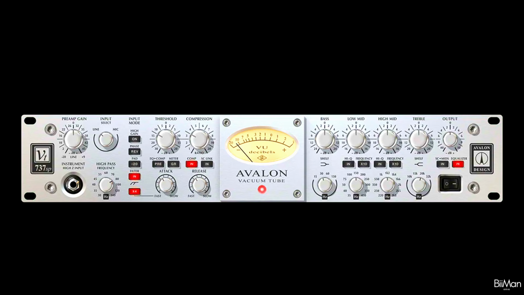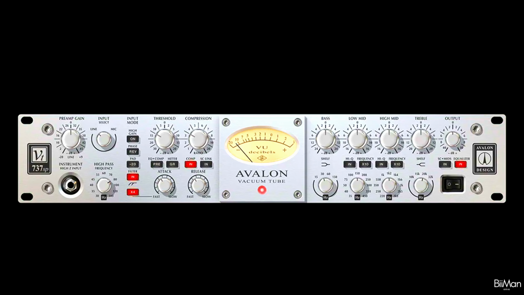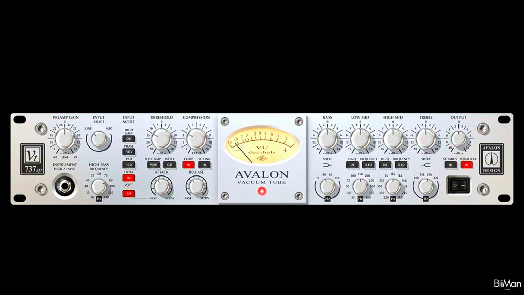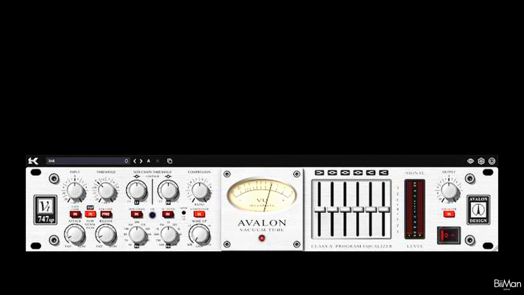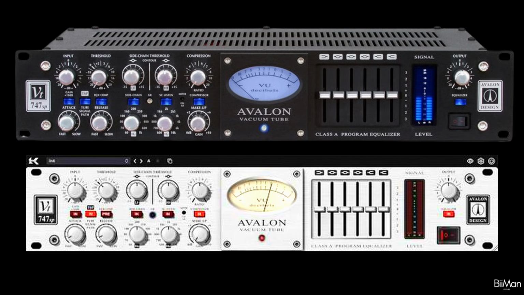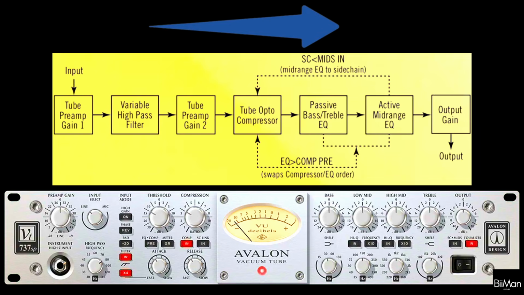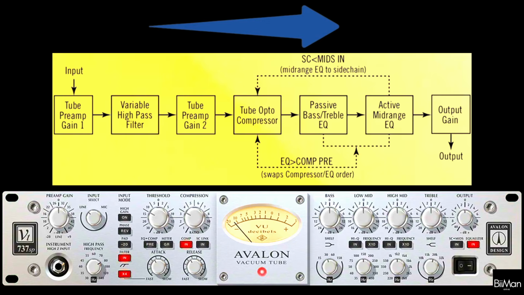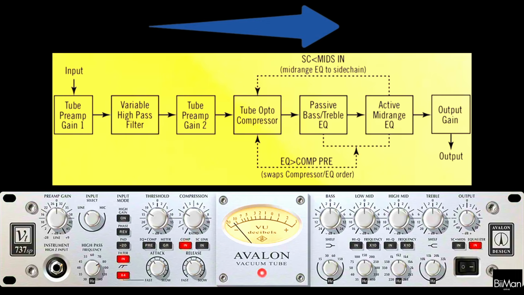This is the AVALON Vt 737 tube channel strip plugin from Universal Audio. You shouldn't mistake this for the AVALON Vt 747. This is different. Let me show you guys how this thing works. This right here is the signal flow from the left to the right. I'll explain and demonstrate along as we go.